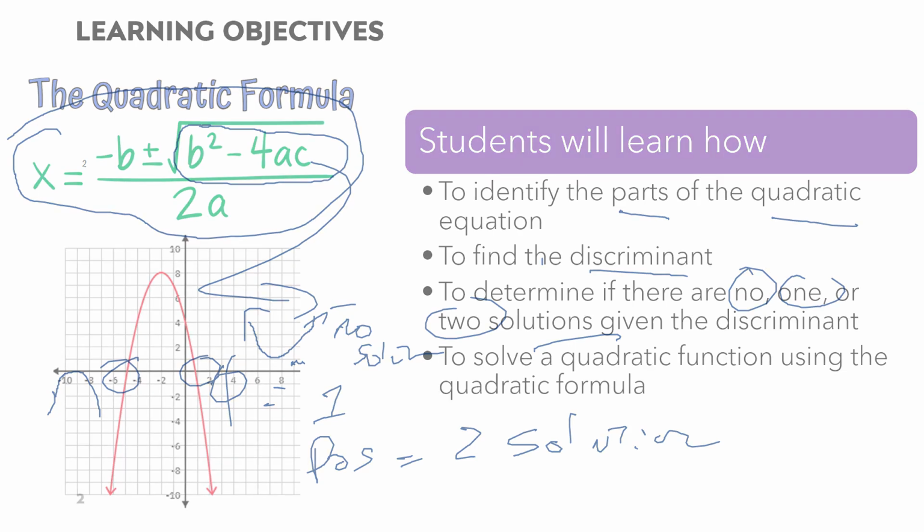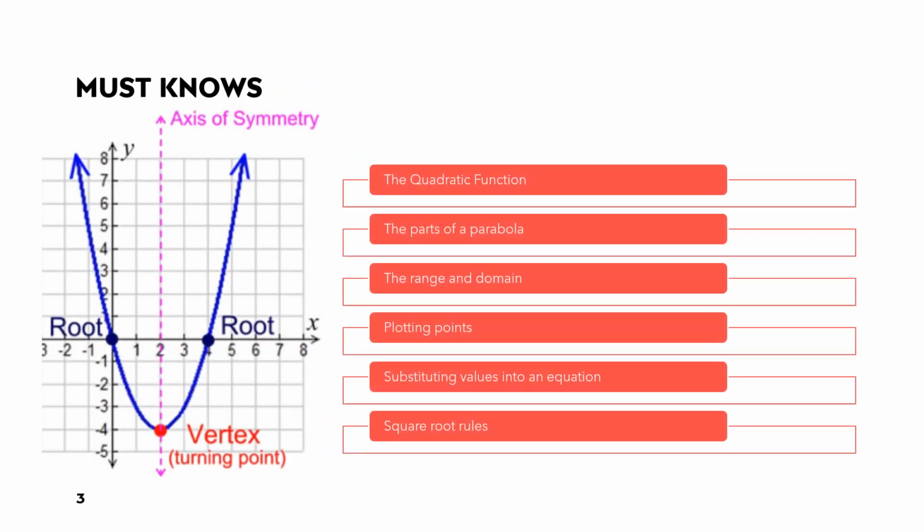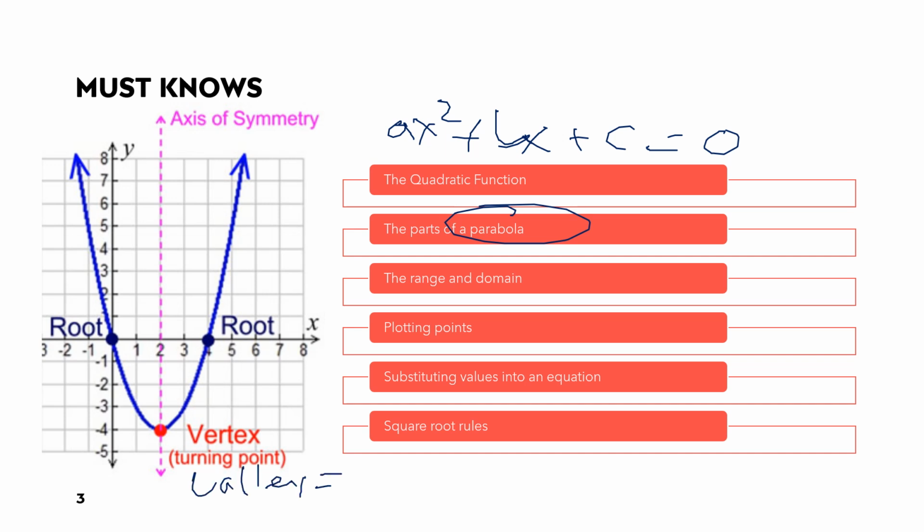A couple of things you must know. One is the quadratic function, which is ax squared plus bx plus c, that's equal to 0. You know that from our last couple of lessons. You need to know the parts of the parabola. So you've got your vertex, which is your turning point. This parabola is a valley. So remember, valleys equal a minimum number. Hills mean there's a maximum value.